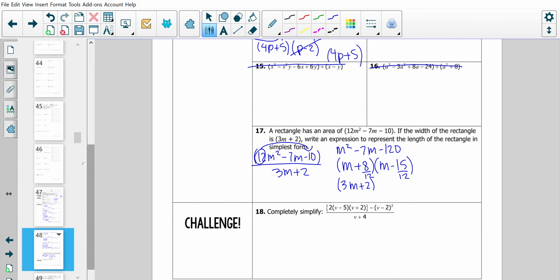You definitely cannot divide 12 by 5. So then it would be 4m minus 5 over 4. So my answer is 4m minus 5.